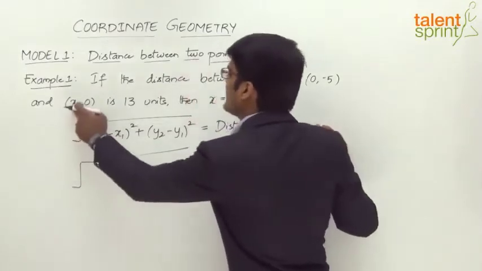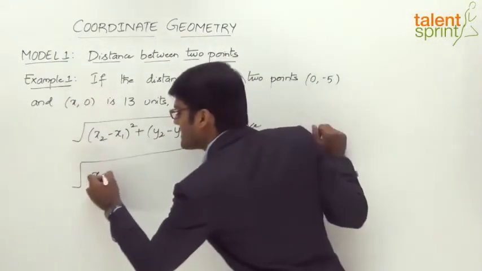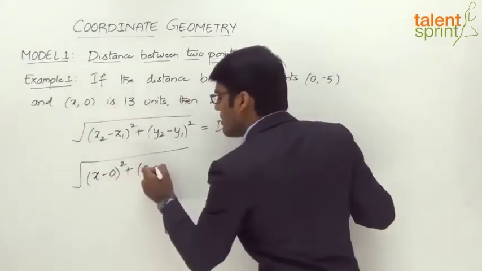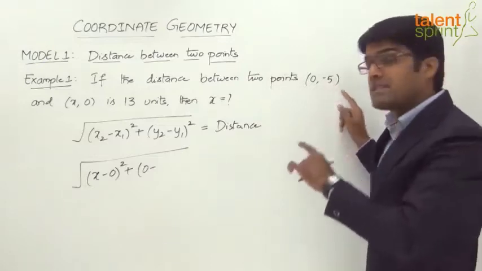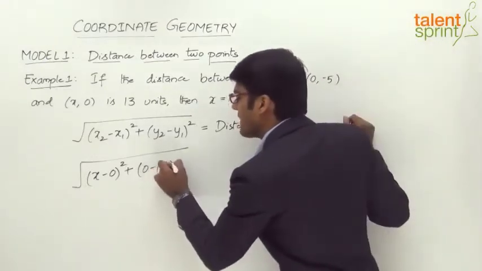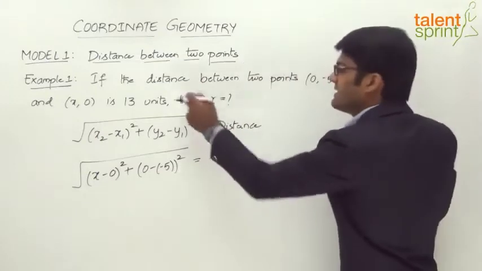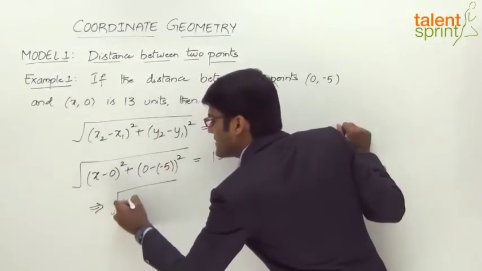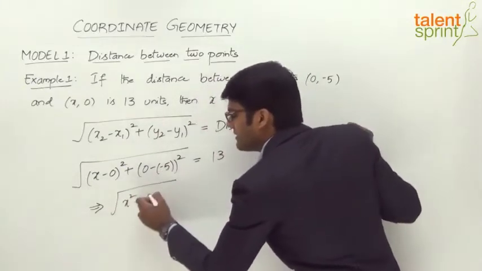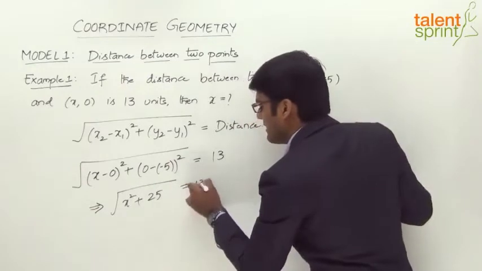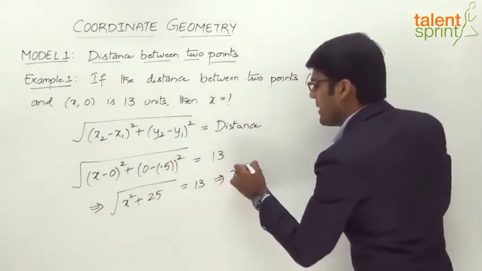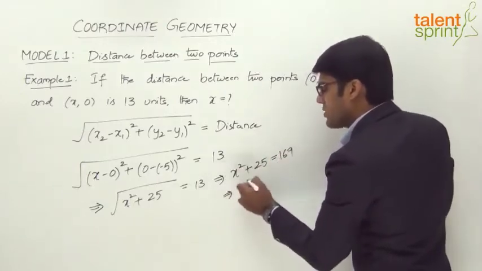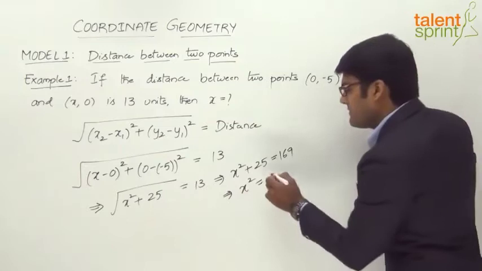x2 minus x1, that is x minus 0. X minus 0 squared plus y2 minus y1. What is y2? 0 minus y1. y1 is minus 5. So 0 minus of minus 5 whole squared equals to the distance is 13. So what do we get? This implies root over x squared plus 5 squared, 25, equals to 13. Now by squaring on both the sides, we get x squared plus 25 equals to 169, which implies x squared will be 169 minus 25, that is 144.